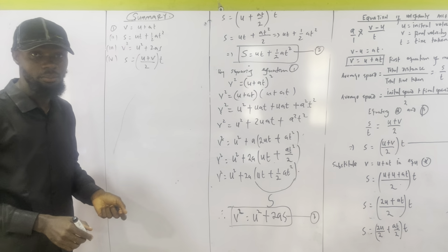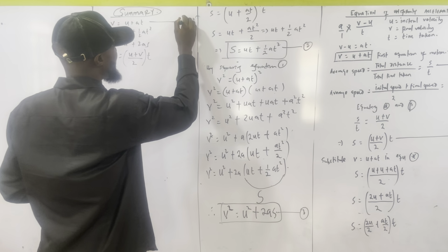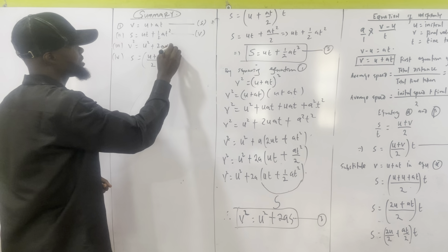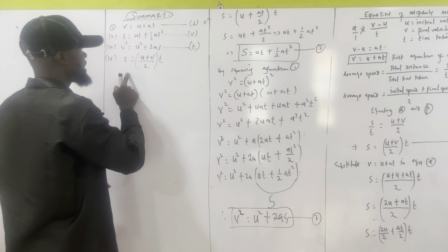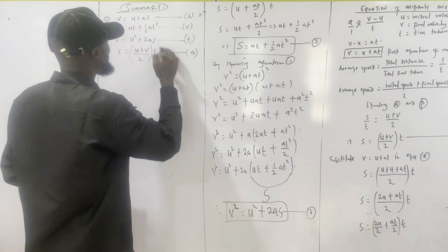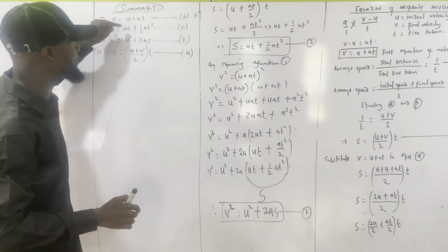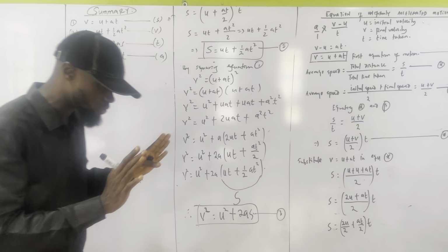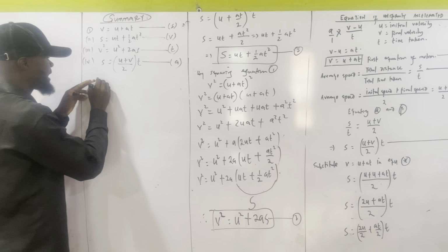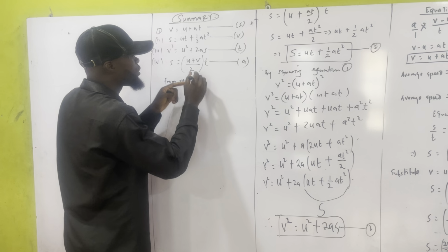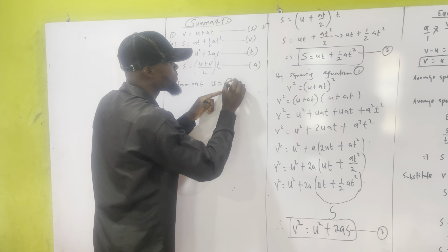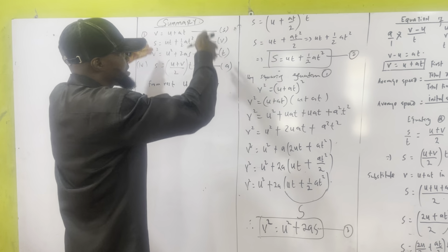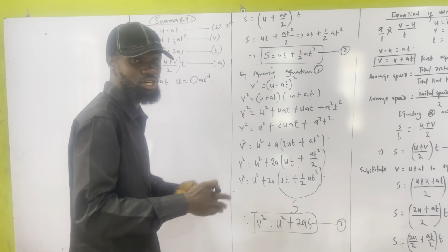If you look at this very well, here this one doesn't have s. Here this one doesn't have v. Here this one doesn't have t. Here this one doesn't have a. But everything has u. We have u here, we have u here, we have u here, we have u here. Now, when you read your question, it depends on the question. When you see from rest, you have your initial velocity as 0 meters per second. So stay tuned for how we apply all these four equations in solving questions.